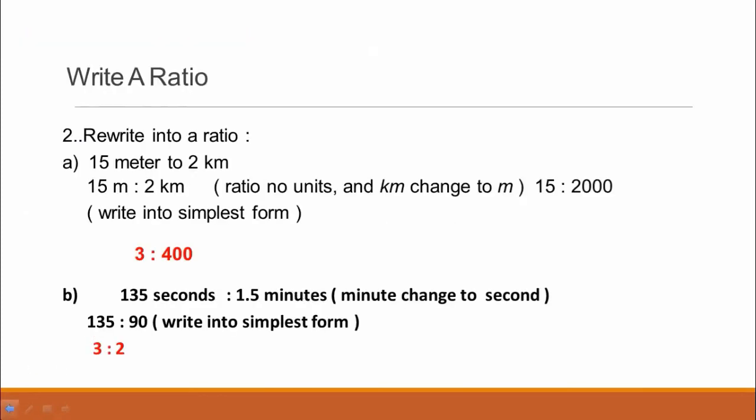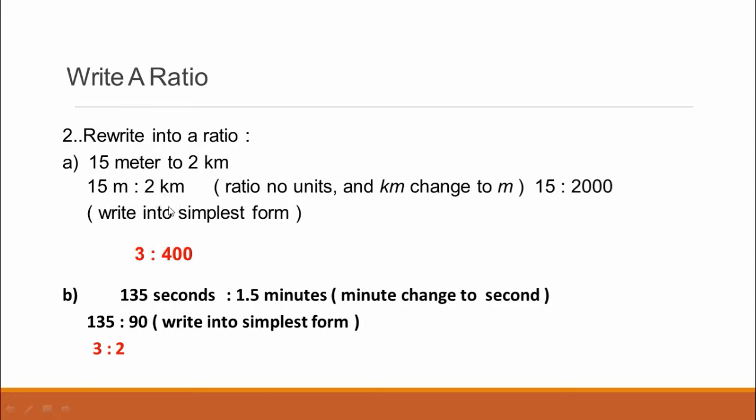Now the second rule, which I have already told you in the previous slide, is that the unit of two quantities will be the same when we present the quantities by ratio. For example, in this question, we have one quantity, 15 meter, and the other quantity is in kilometer. So this is a very important rule. Since a ratio has no unit, the unit of both these quantities will be the same.